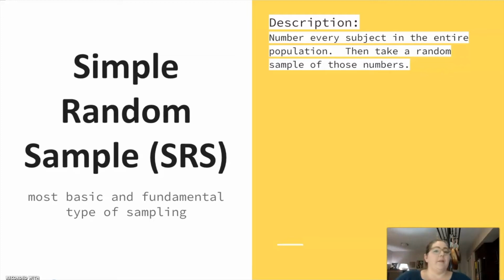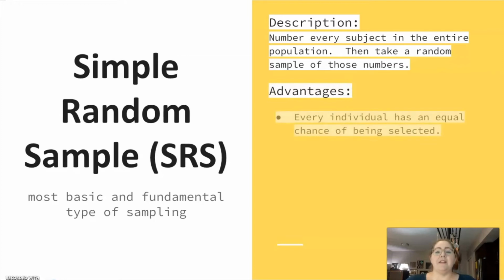We can use a random number generator, like on Google or in our calculators. We can put all of the numbers for the entire population on little slips of paper and put them in a hat and stir it around and pick some out. We could use a die if we had a die that had enough sides on it. We could flip a coin if we only had two options. We could use a random digit table, but there are lots of ways. I would pick some of those numbers, and then whichever subjects had their numbers picked would be our sample.